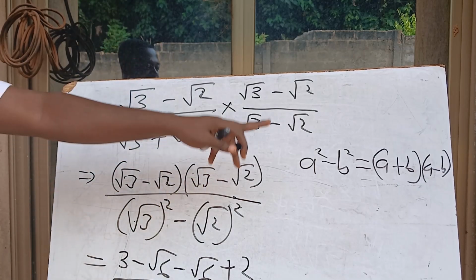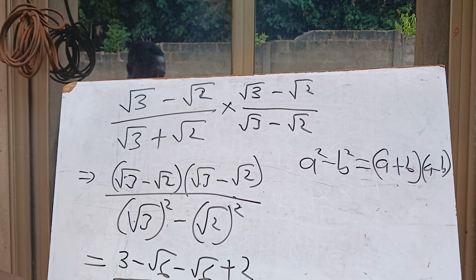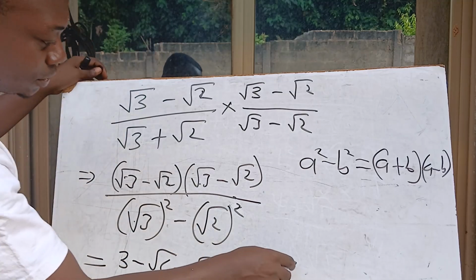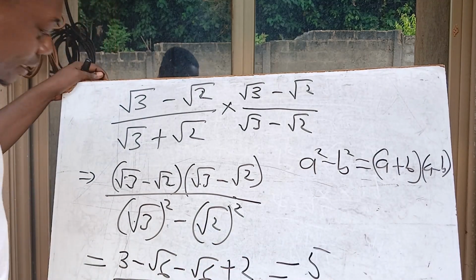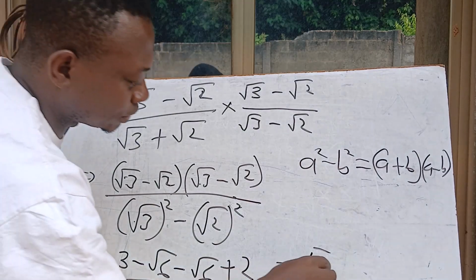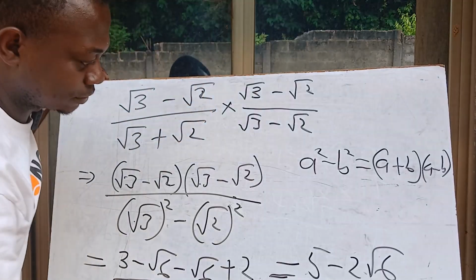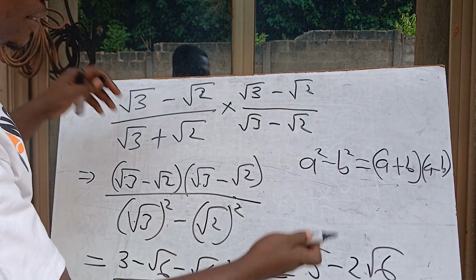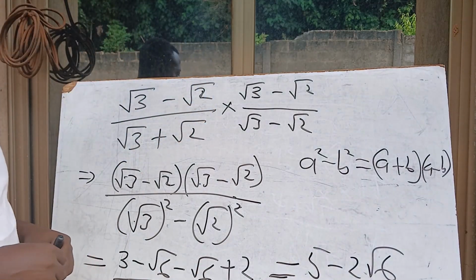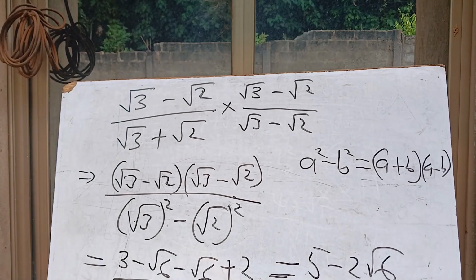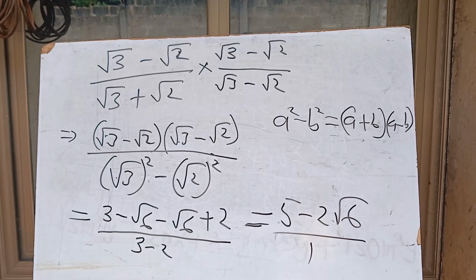Remember the rules here. Yeah? So from here, 3 and 2, so 5, and minus 1 minus 2, 6 on 1. So this over 1 is that. So 5 minus 2, 6. All right.